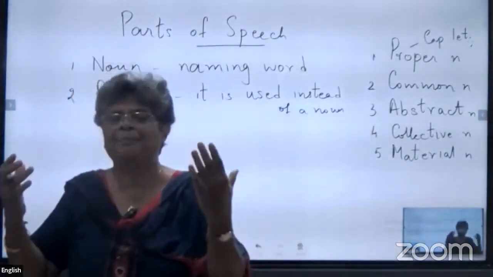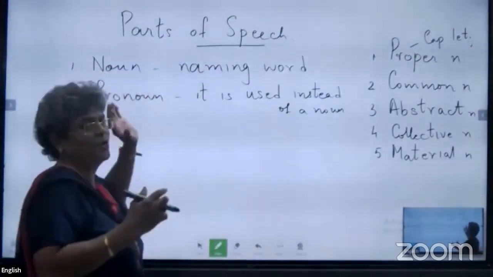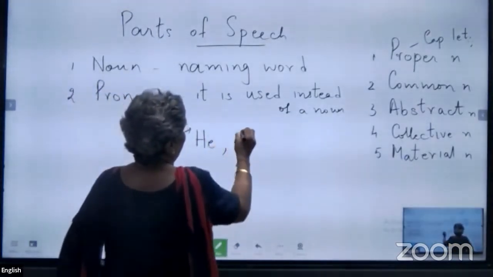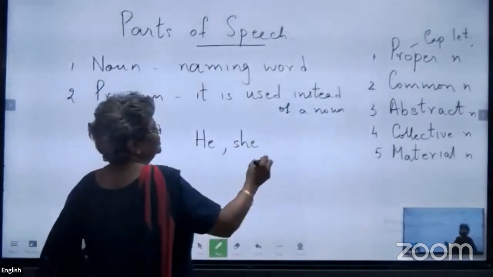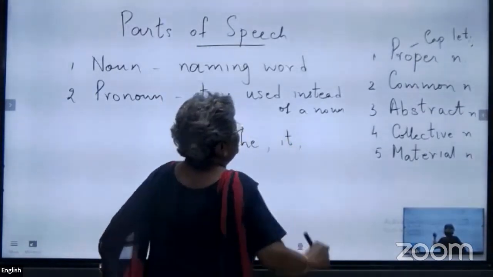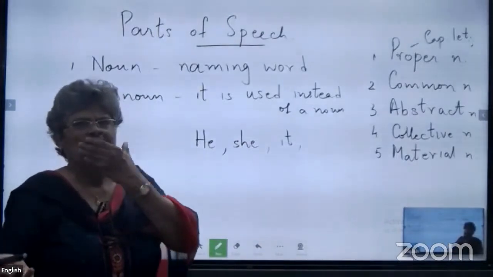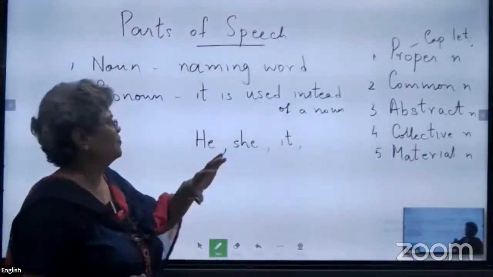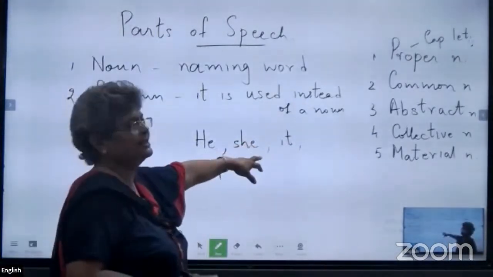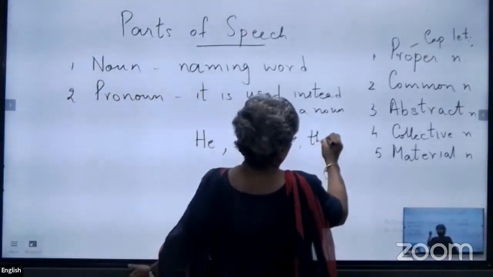You don't go on repeating the same thing. Instead, you use the pronoun he, she, it, they. He is for masculine gender. She is feminine gender. It is neutral gender, meaning when you talk about animals or things, when you don't know whether it is masculine or feminine gender, it is used. And otherwise, they, plural, etc.